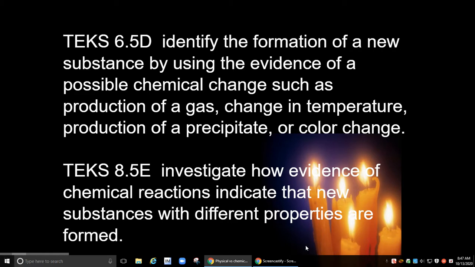But in eighth grade, we're going to investigate what the evidence is. What are the clues that tell us that a change occurred? Okay. So we've been talking about how substances go through changes in chemical equations, and we've been learning about how to balance those chemical equations and how to determine whether or not those equations follow the law of conservation of mass. So now we're going to be moving into what are the clues that we would need to look for to say that yes, a chemical change occurred, or no, it was just a physical change.